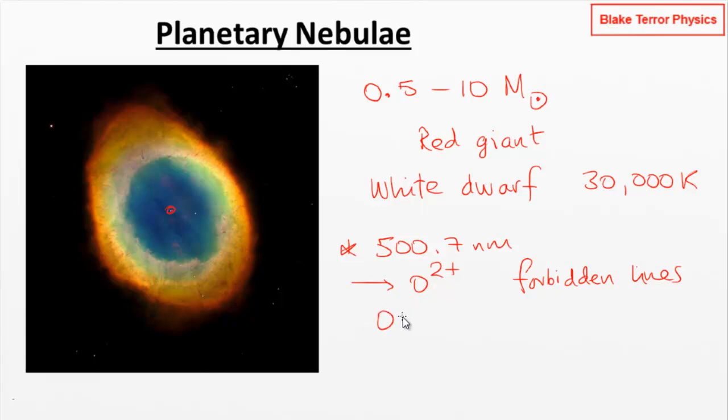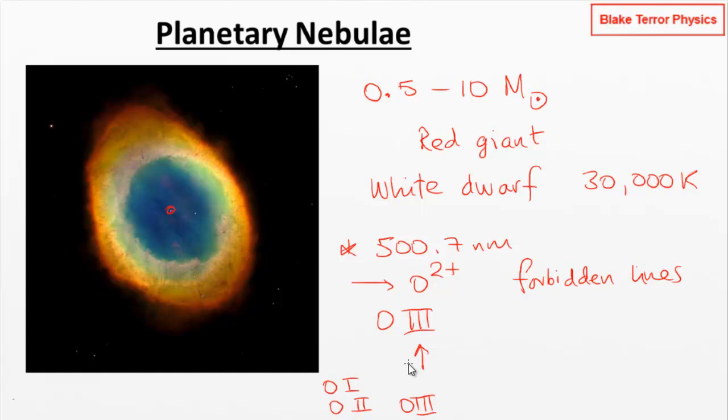So this would be an O3 line. Remember, we spoke about these before. So this is referring to the ionization state. So O1 is neutral oxygen, O2 is once ionized. In this case, we've got twice ionized. So this is an O3, an oxygen 3 emission line.